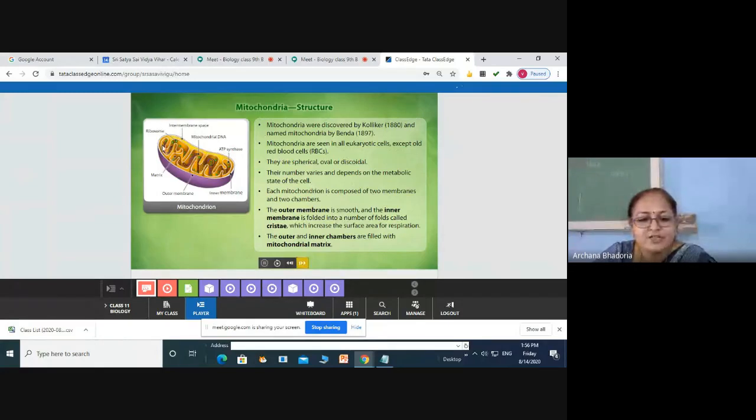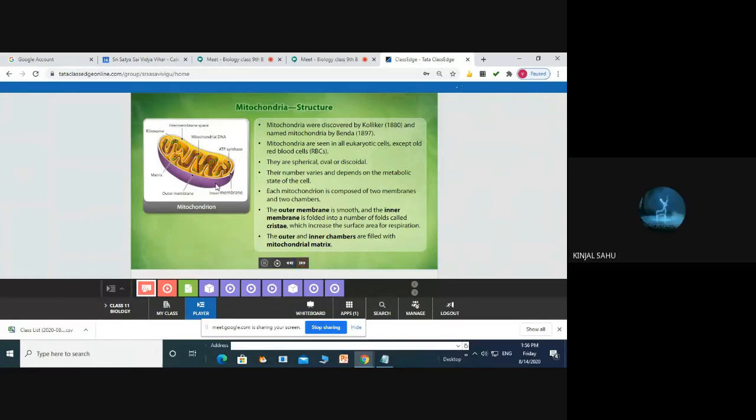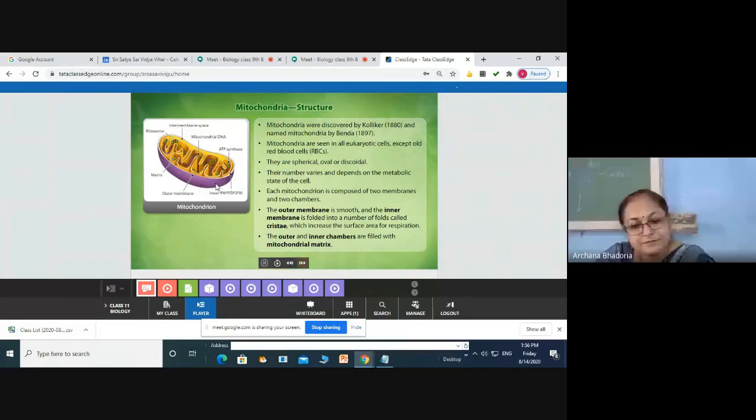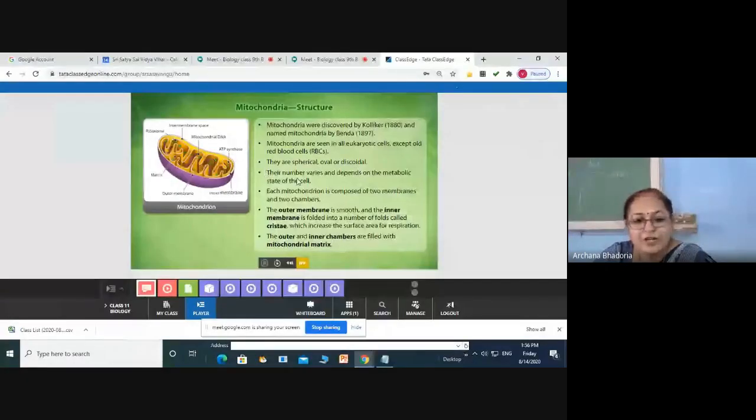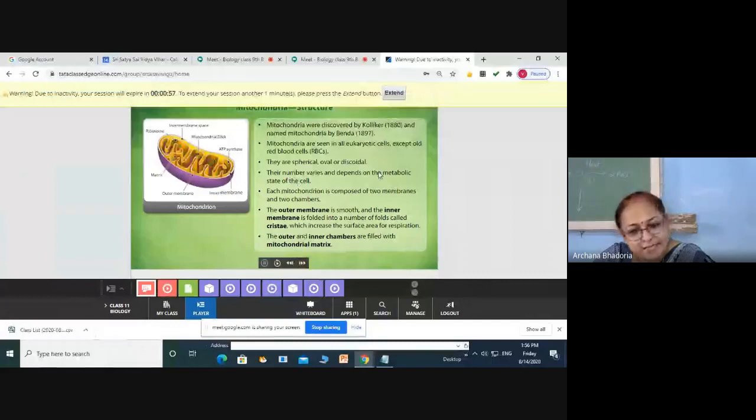Okay. Now try to see the structure of this mitochondria, children. Can you see the screen, all of you? Yes, ma'am. So the mitochondria are spherical, oval or discoidal. Write down the subheading shape and note that they are spherical, oval or discoidal. Now write down the subheading number. How many mitochondria will be present in a cell? In the cytoplasm, you find that the number varies and depends on the metabolic state of the cell.